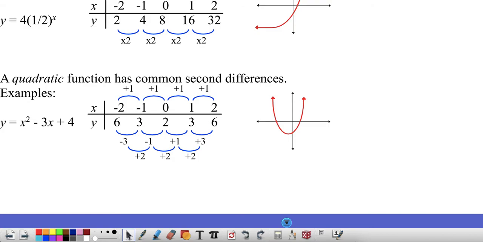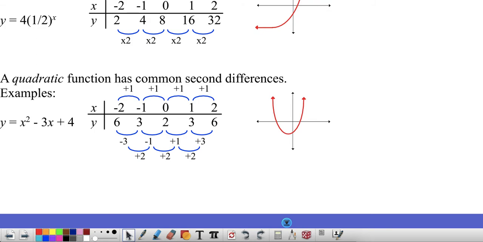But the second differences, the differences among those first differences, are the same. We add 2 to go from -3 to -1, then add 2 again to get to +1, then add 2 again to get to 3. And those are now equivalent, and so that indicates to me that we have a quadratic function.